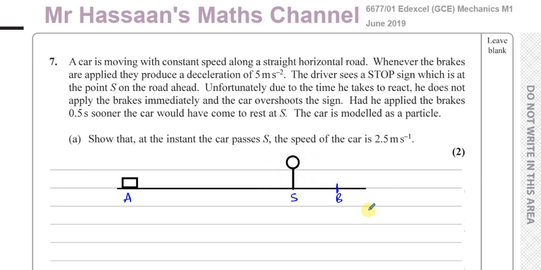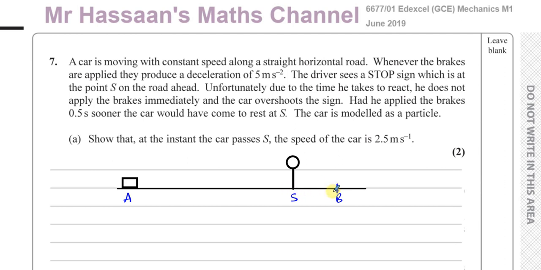Now the key here of this question says, had he applied the brakes 0.5 seconds sooner, the car would have come to rest at S. So basically what they're saying is that he's going to come to rest at B. If he applied the brake 0.5 seconds sooner, he would have come to rest at S. So the distance that he's going to travel in that 0.5 seconds that was too late is the same distance between S and B.